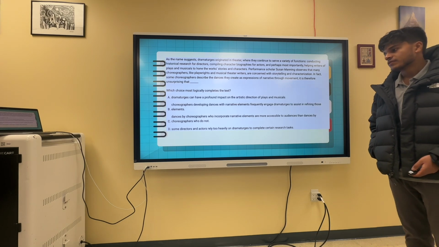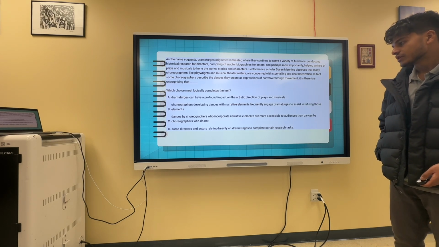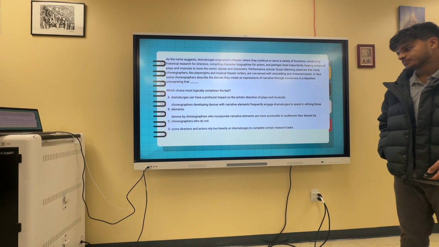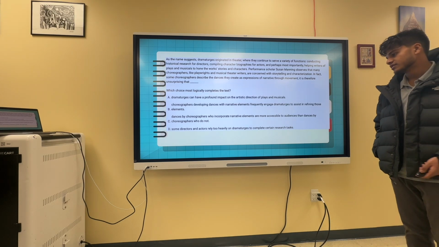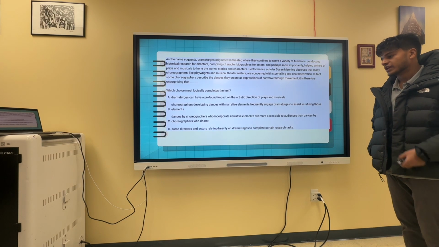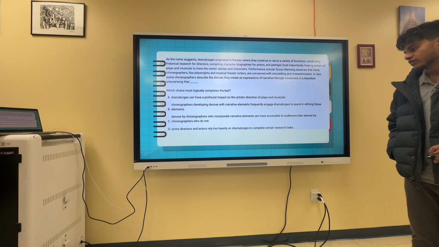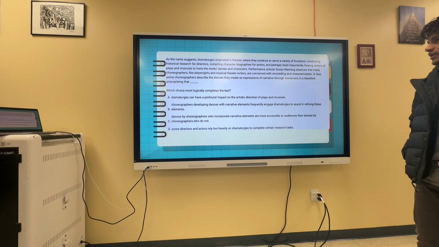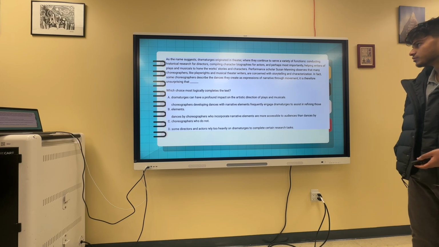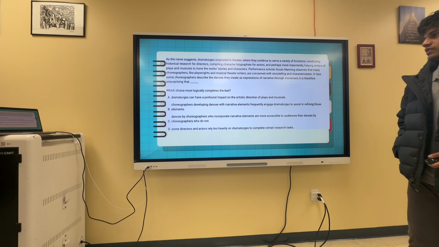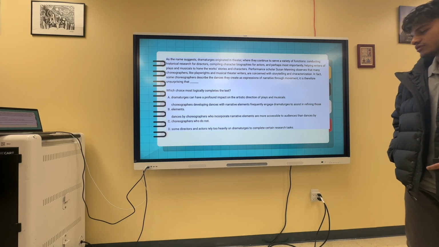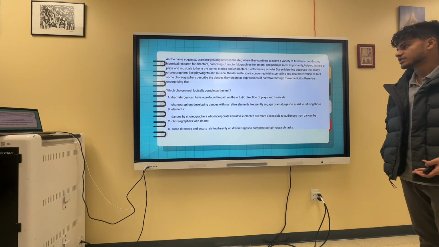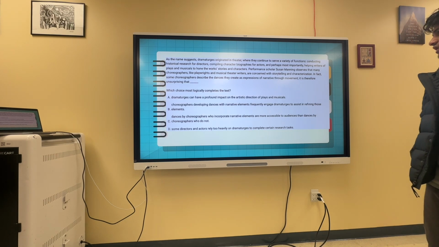And then finally D, some directors and actors rely too heavily on dramaturgists to complete certain research tasks. D is incorrect because it has a negative connotation, rely too heavily on dramaturgists to complete certain research tasks. Actually, these are researchers, but there's nothing to indicate that they're being too heavily used for research tasks. This is just going beyond the text again.